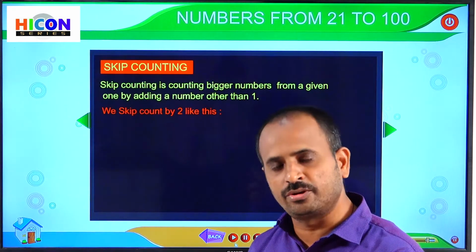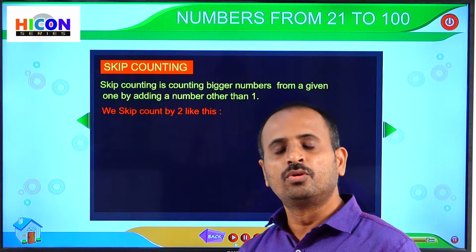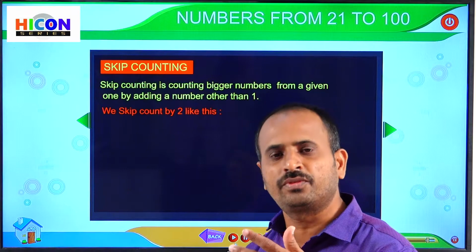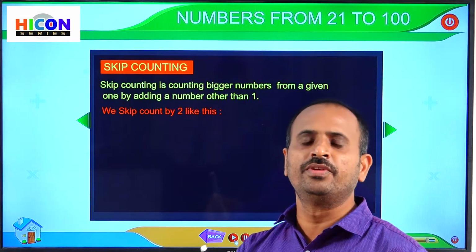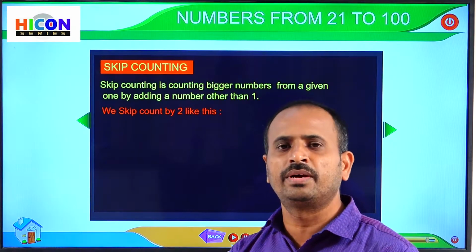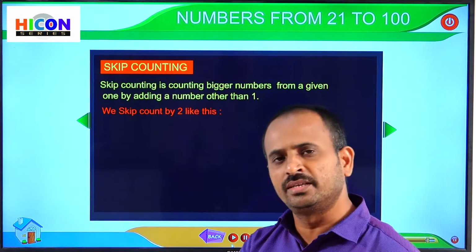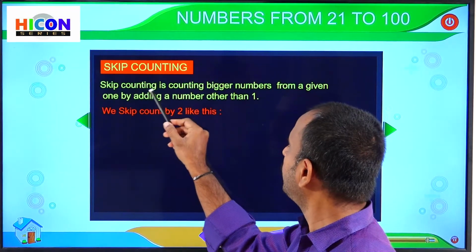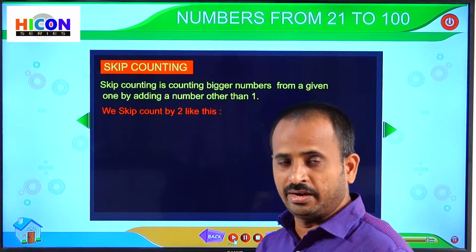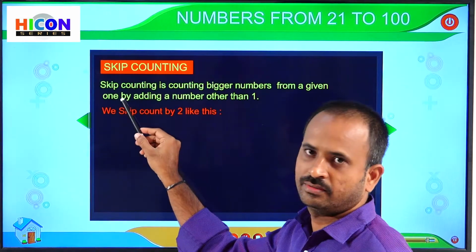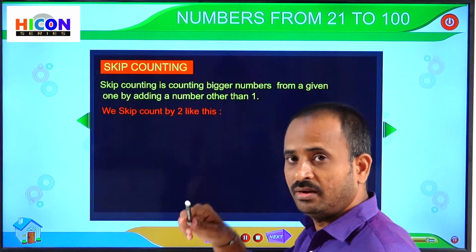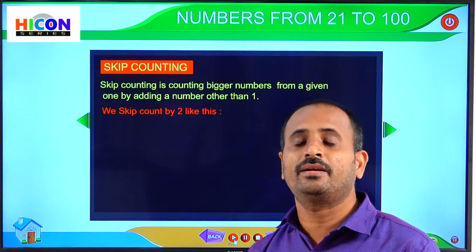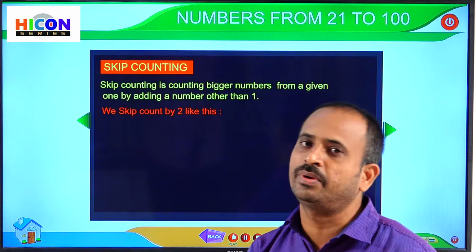1, after that 2: how can we get 2? By adding 1. 2, after that 3: how can we get 3? By adding 1. And 3, then 4, 4, then 5, 5, then 6. In this way, we can count the numbers just by adding 1 to the given number. That is called general counting. So what is the meaning of skip counting? Skip counting is counting bigger numbers from a given one by adding a number other than 1. In skip counting, we add a number other than 1 to the given number.